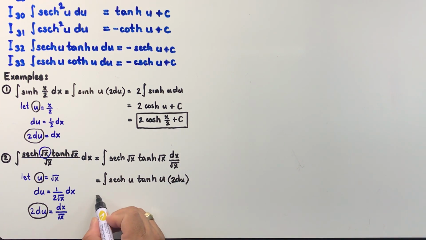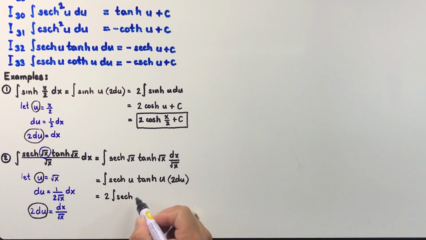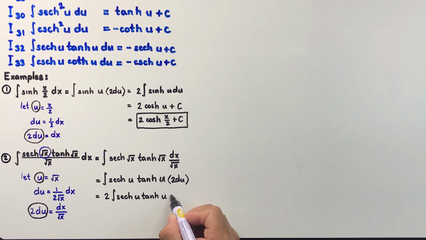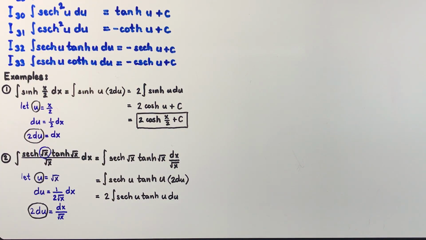So factoring the constant outside the integral symbol, we have 2 times the integral of the hyperbolic secant of u times the hyperbolic tangent of u du. Now, looking at this integrand, it resembles our formula 32. So therefore, we can apply the formula as the negative of the hyperbolic secant of u plus the constant of integration c.